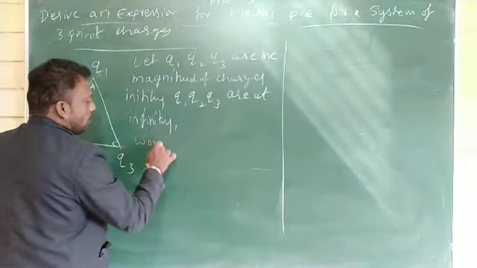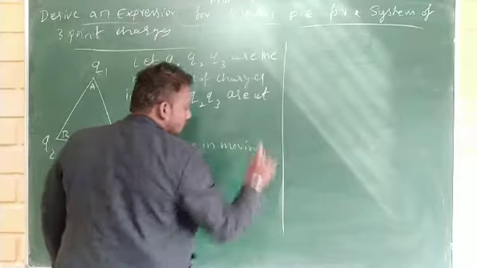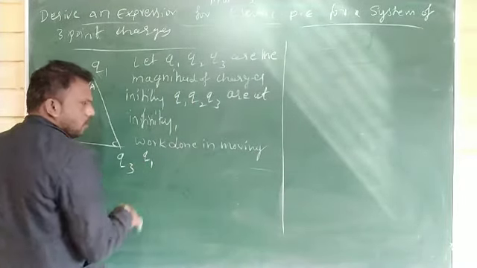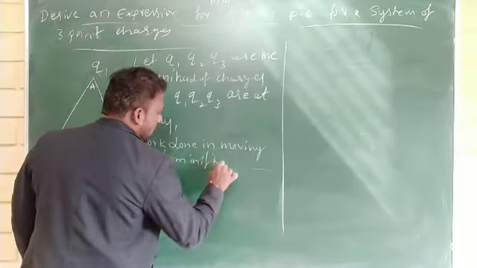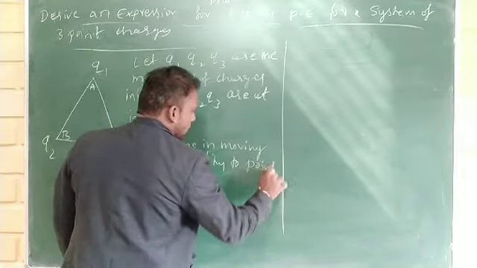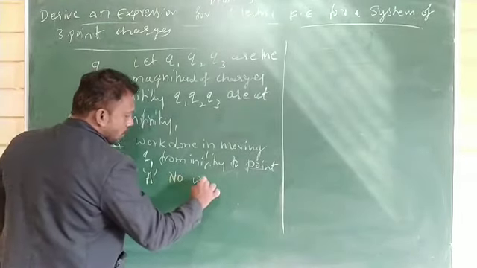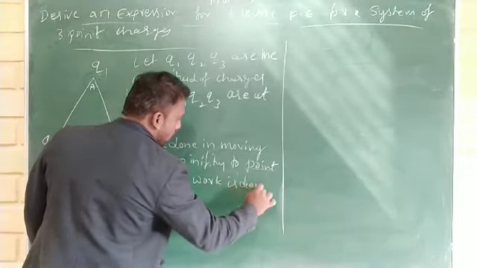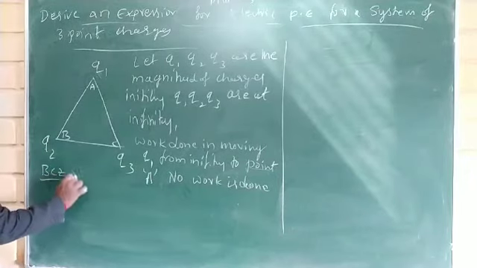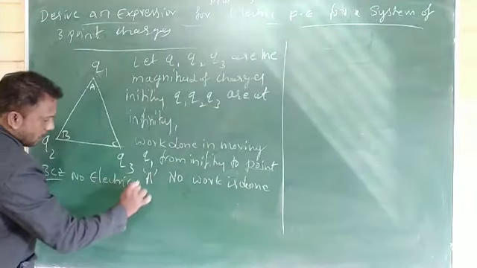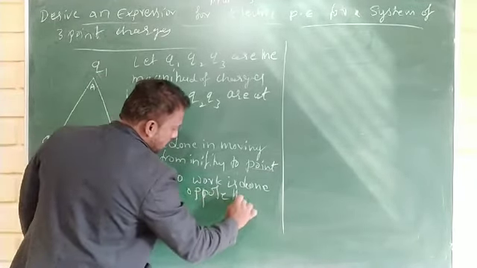Okay. Work done in moving Q1 from infinity to point A: no work is done because there is no electric field to oppose the charge Q1.